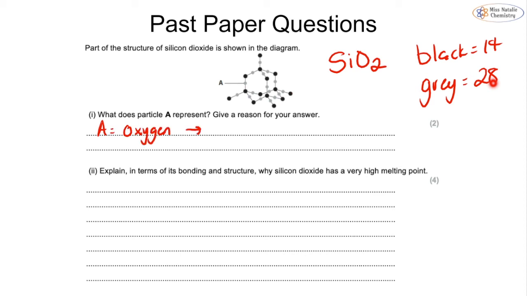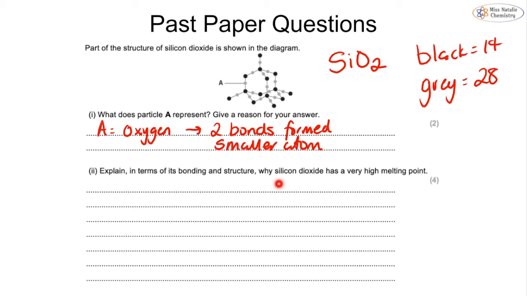And the reasons why is because we have double the amount of them, or we could even say that it's because it forms 2 bonds, or that we have a smaller atom.